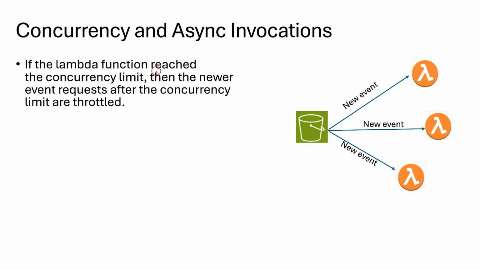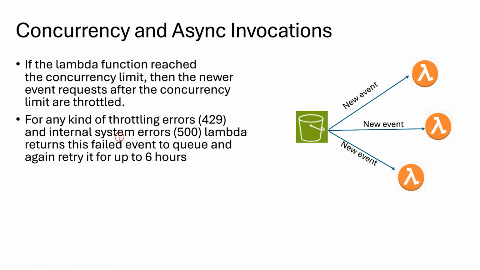If the Lambda function reaches the concurrency limit, that means 10, right? In the newer AWS accounts, they are only providing 10. If you reach the 10, then the newer event requests after the concurrency limit are throttled, obviously. You already reached 10, and again you are putting some objects, and concurrent executions won't happen. You will get a throttle.